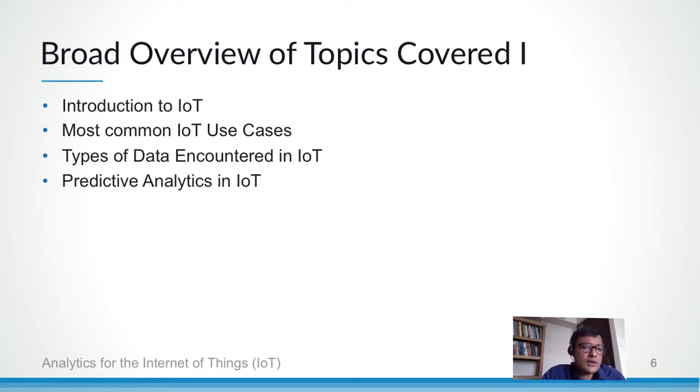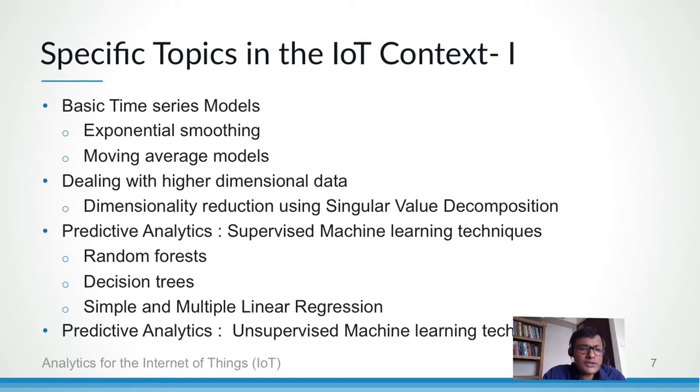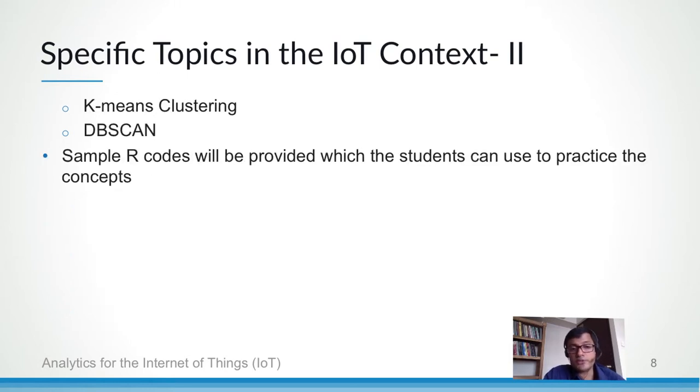So the broad topics covered: we'll talk about what IoT is and what it is not. We'll talk about some of the most common use cases in IoT. We'll talk about some of the types of data encountered, and then we'll dive into predictive analytics in IoT. Some of the basics: we'll talk about time series models, which are very common in IoT data. We'll talk about dimensionality reduction. IoT involves dealing with a large amount of data, so we'll look at some examples from image compression. We'll talk about random forests and decision trees, which are typically used in predictive analytics. We'll talk about clustering, which is an unsupervised machine learning technique.